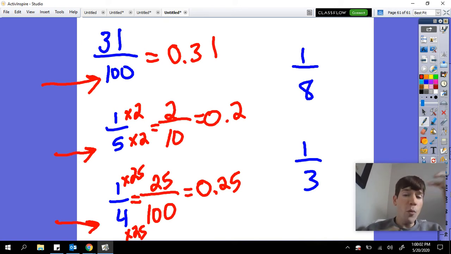Now, when we're talking about eighths, we again do not have an eighths place, but we have a tenth, hundredth, or thousandth.